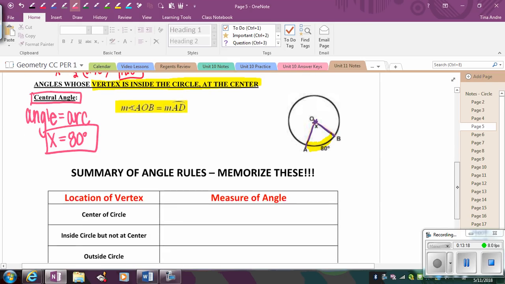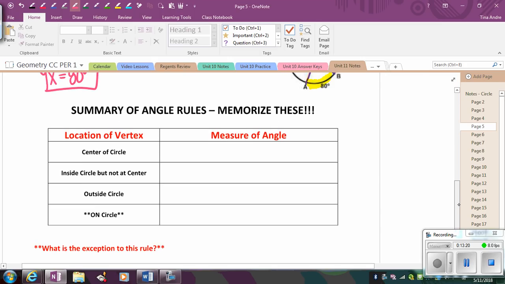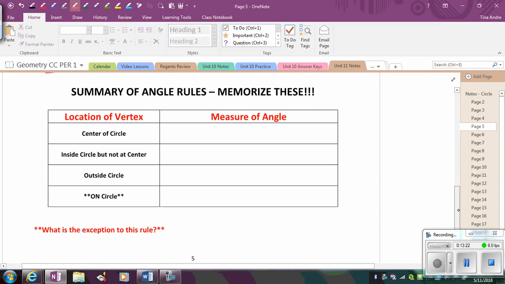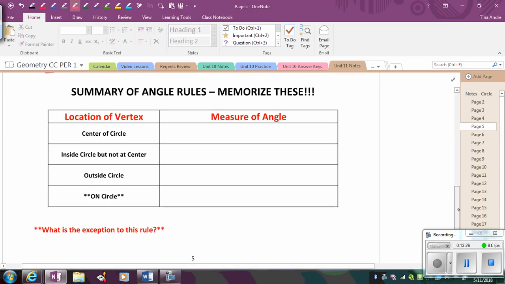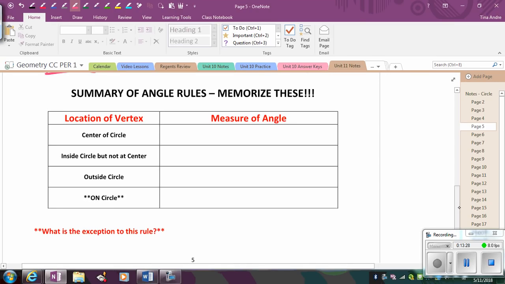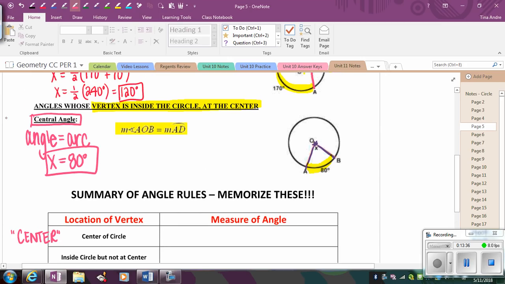So I've talked about a lot of different formulas, so what I want to do is just summarize these in a chart for you. We have our center of the circle, where the vertex is located. When I talk about these, I'm going to say they're center angles, meaning they're located on the center. So that's this picture right here. This was a center angle. It's really called a central angle, but the vertex is located on the center. So in this case, the angle is equal to the arc.